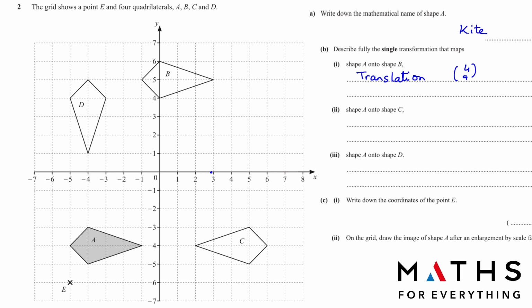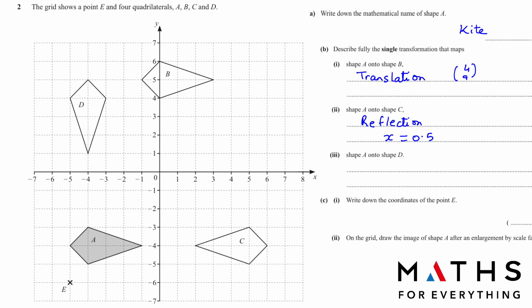Okay, the next one, shape A onto shape C. Now this is clearly a reflection. So we write reflection, we get 1 mark for writing that. And 1 mark for writing the mirror line. It is reflected from this line. If you see, there is 1.5 units here, 1.5 units here. So this point is x is equal to 0.5.